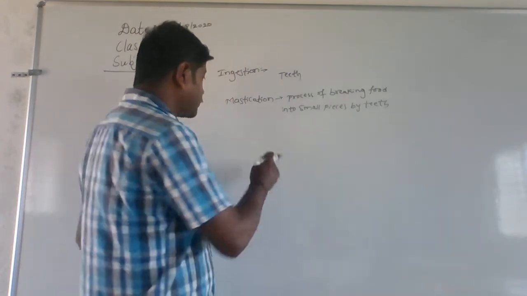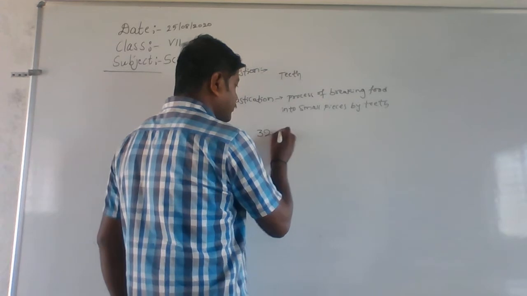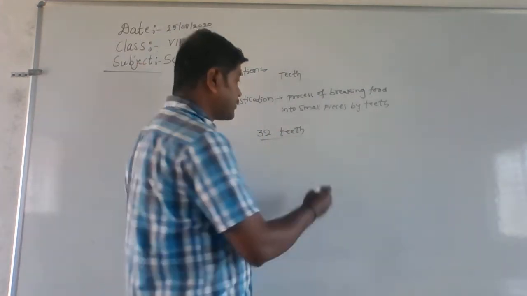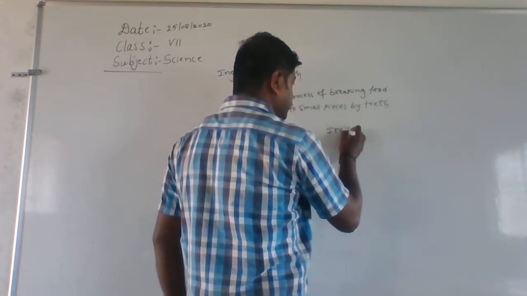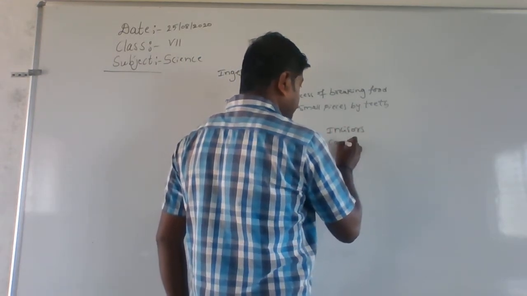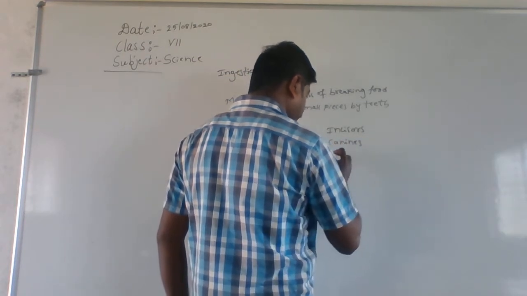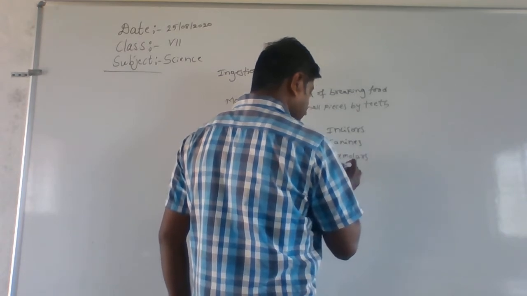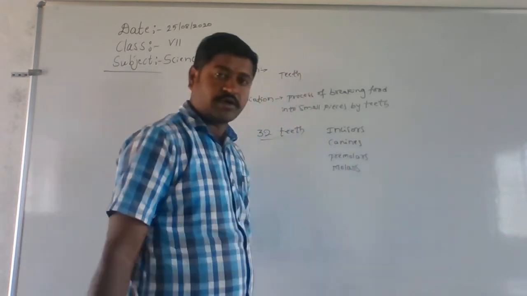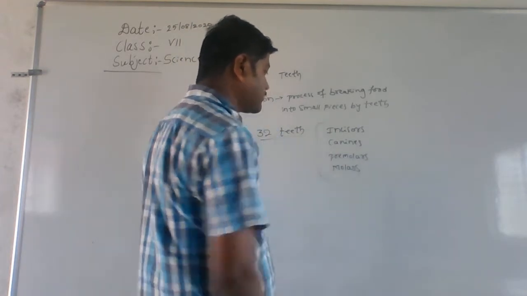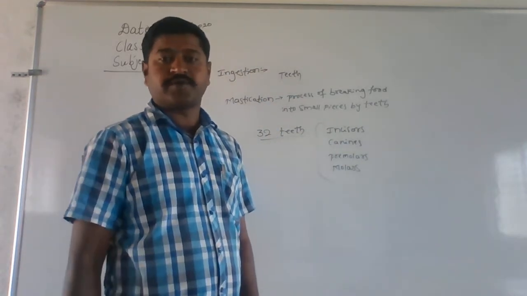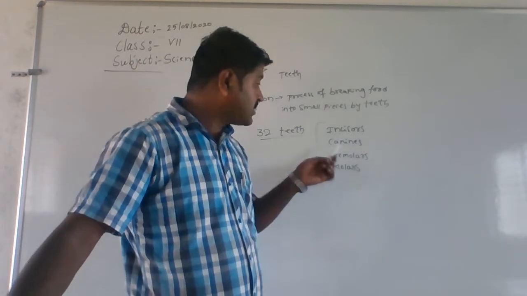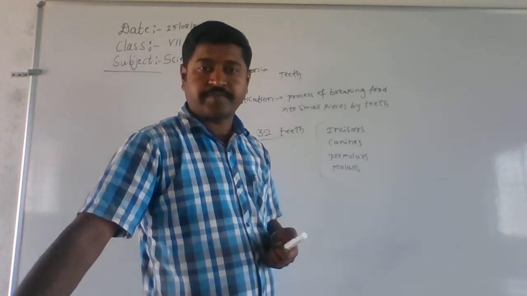Then we all know that human beings have 32 teeth. Like we have incisors, canines, then premolars, and last we have molars. So we find these four types of teeth in our mouth. What are the functions of all these teeth? We'll see it one by one.